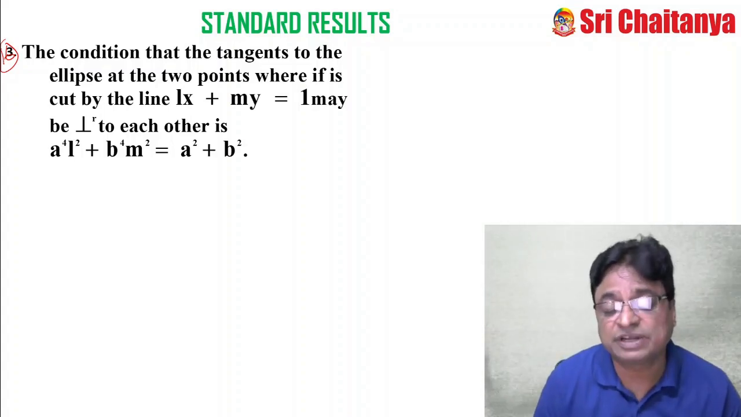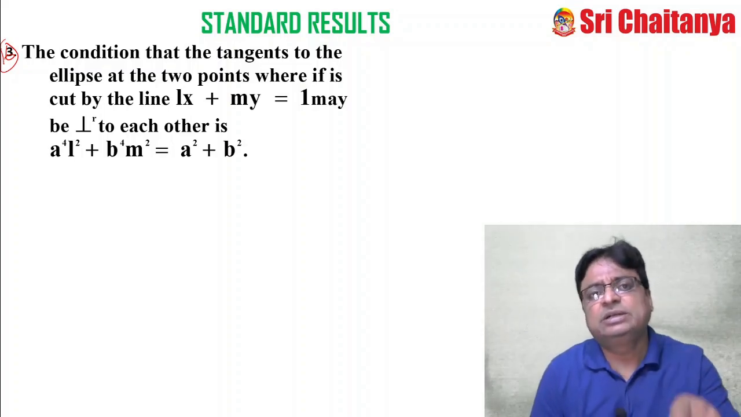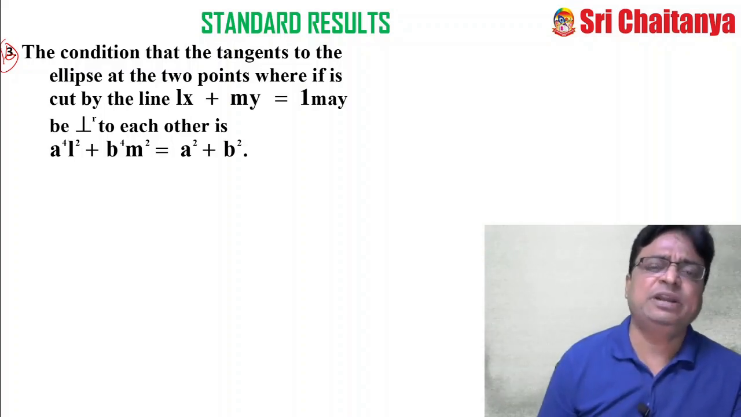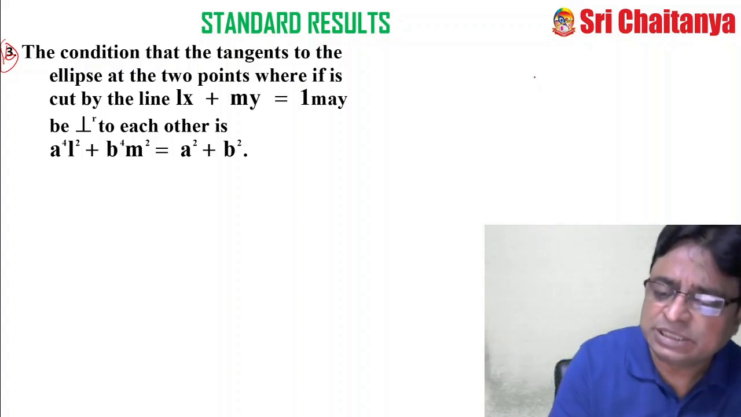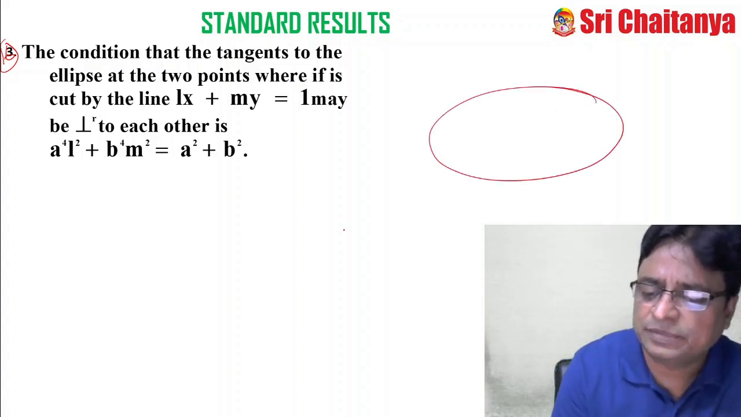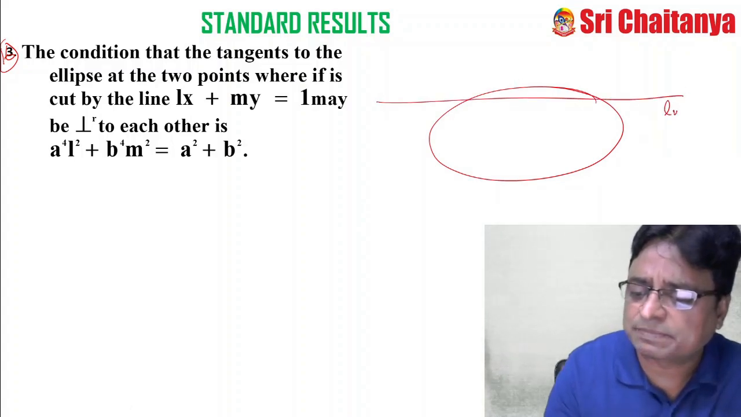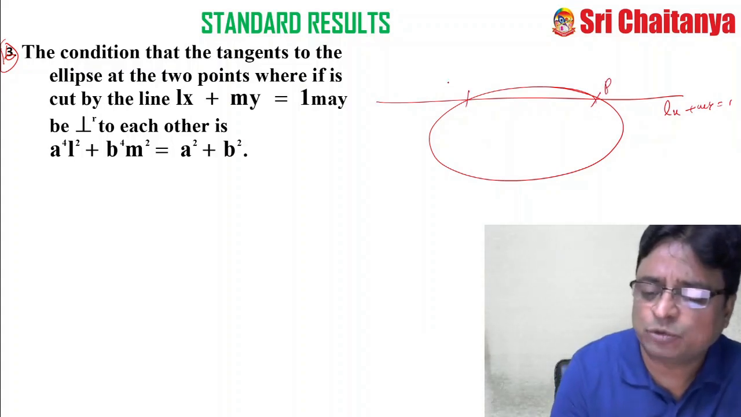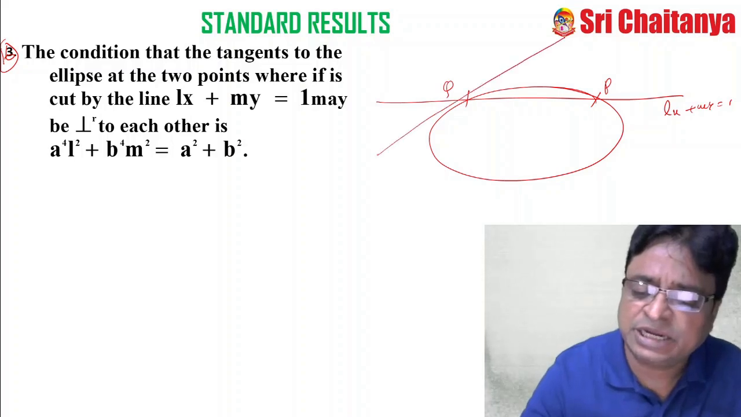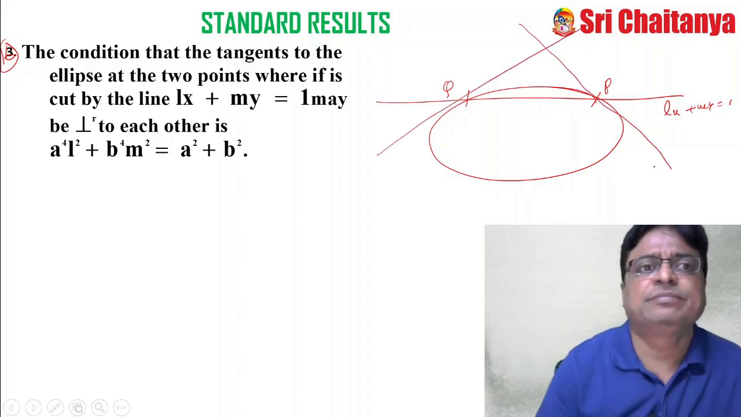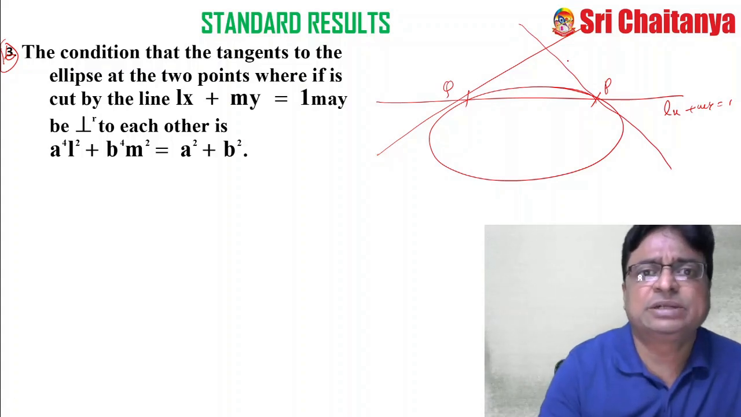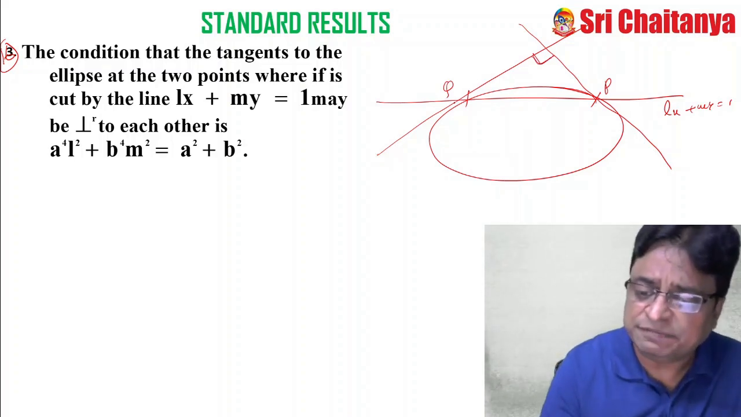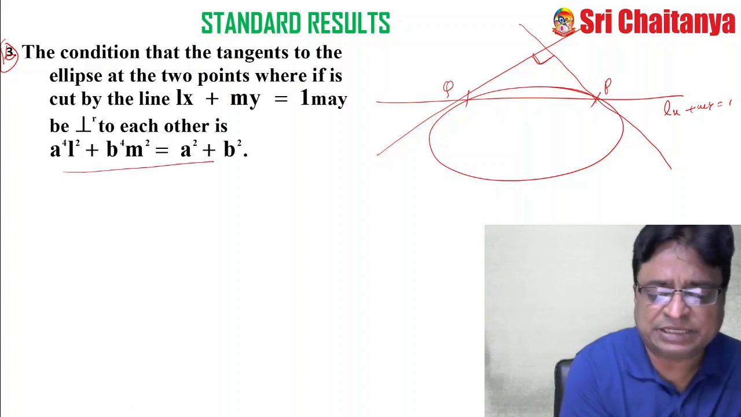What is given for you? The condition that tangents to the ellipse at 2 points where it is cut by the line. That means, suppose this is the ellipse given for you, and this is the line lx plus my equal to 1. This line intersects the ellipse at 2 points P and Q. The tangents at these 2 points are perpendicular. So this is perpendicular. Clear? If these are perpendicular, then this is the condition.